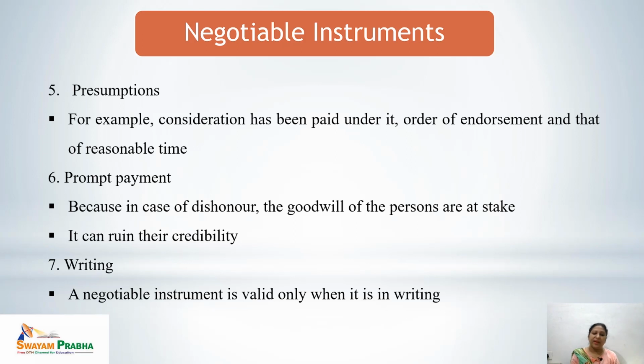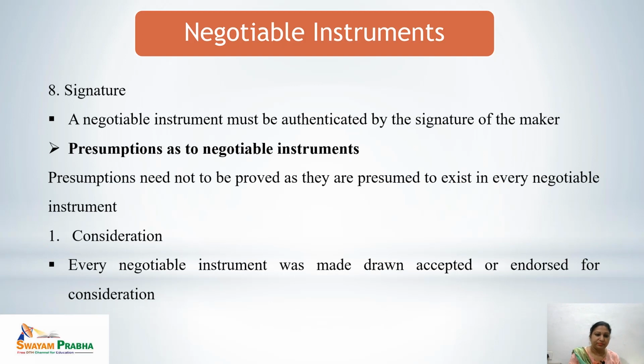Next point is in writing. A negotiable instrument is only valid when it is in writing. That means there must be certain conditions, some formalities in the writing part of the negotiable instrument, that must be completed for it to be known as a valid negotiable instrument.